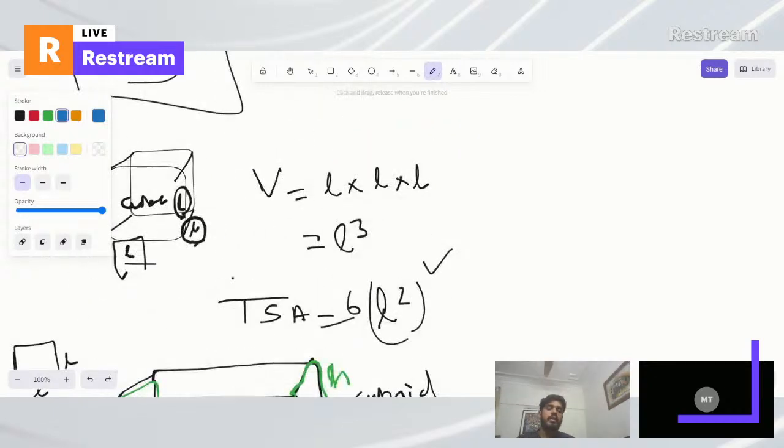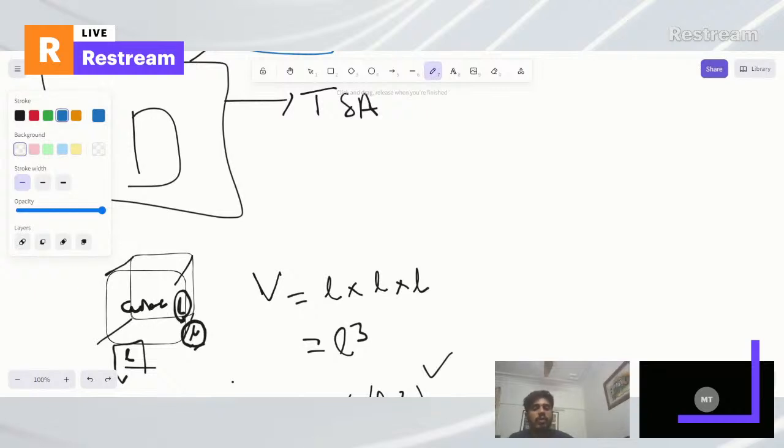Now let's move on to our favorite portions. It's going to be pyramids now. Let's talk about pyramids. How many different types of pyramid do you know?